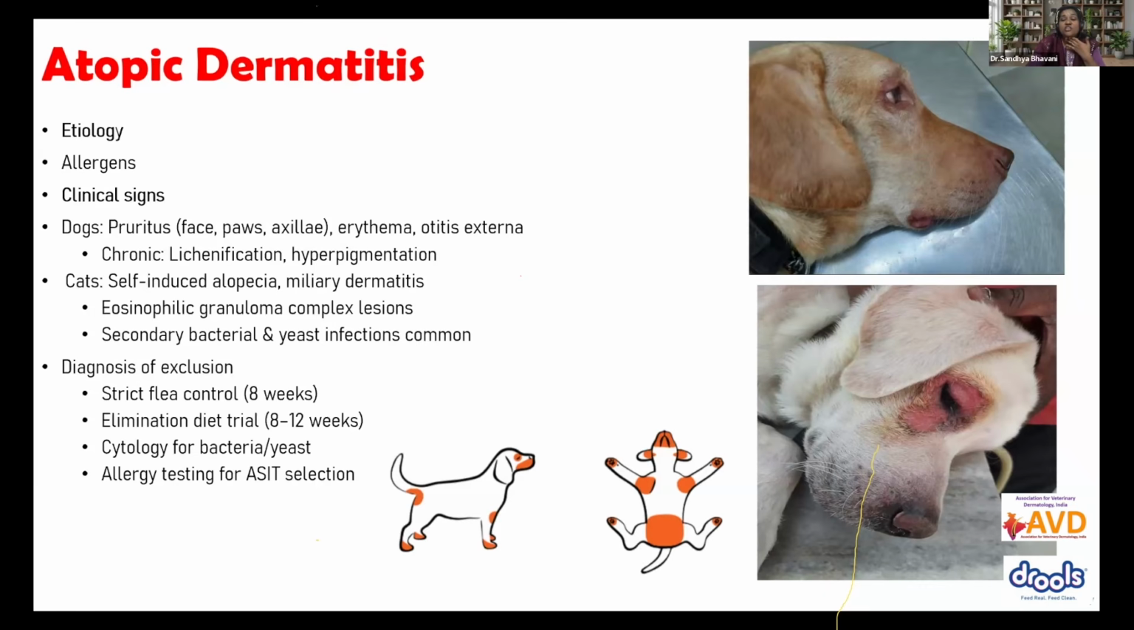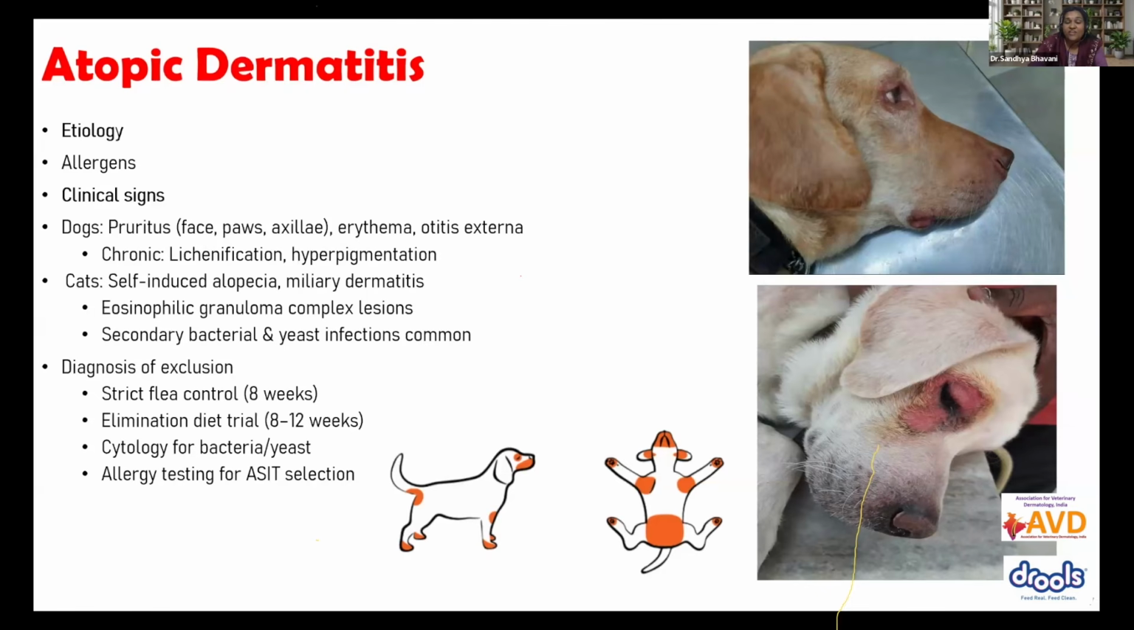Along with that, the chin will also be affected, the groin area will be affected, and the anal area also will be affected. So cats will have self-induced alopecia and miliary dermatitis, like papular eruptions, red dots seen on the head and neck, near the forehead and all the neck area. You can see miliary dermatitis. And here, eosinophilic granuloma, which I'll be telling in the subsequent slide. So eosinophilic granuloma complex will be seen particularly in cats with atopic dermatitis, flea allergic dermatitis, and food allergic dermatitis. There will also be secondary bacterial and yeast infection, more common with atopy in both dogs and cats.